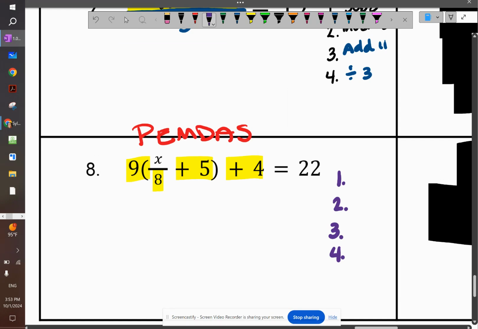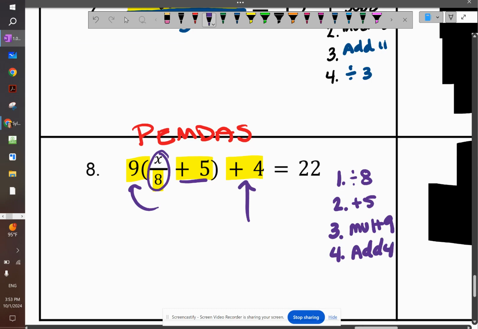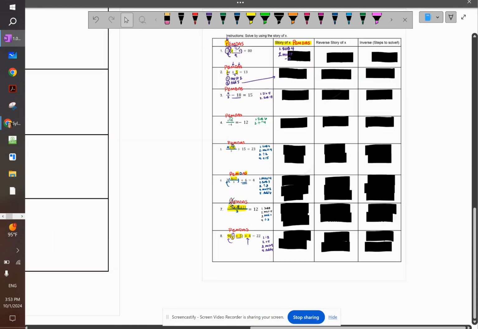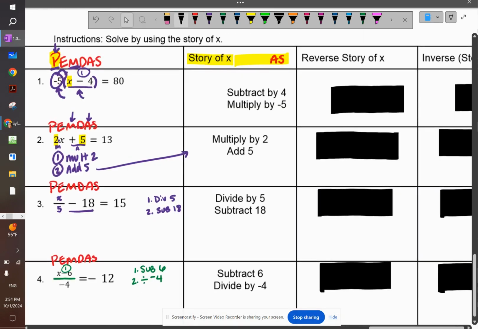So what's happening to X first? Well, it's being divided by 8. Then we add 5. Then we're multiplying by 9. And then at the end, we add 4. Okay, so that's what the story of X is, right? And that was based off of PEMDAS.